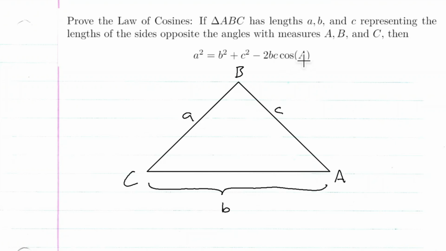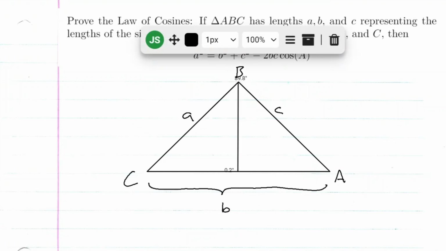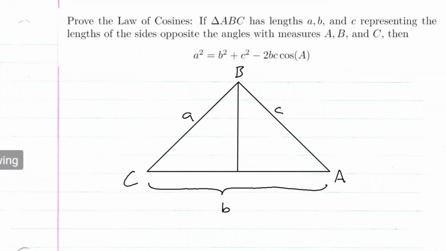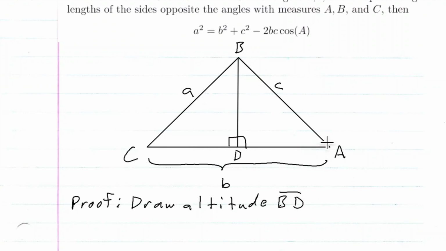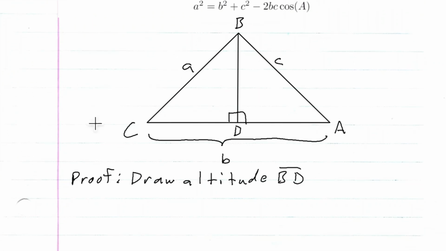Now, since I want this cosine of A, I need to draw an altitude. So I can do that from vertex B. So I'll draw an altitude from vertex B, and I'll call it BD. So let me go ahead and start my proof. So proof, draw altitude BD.